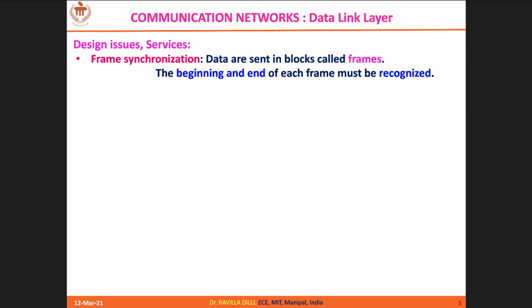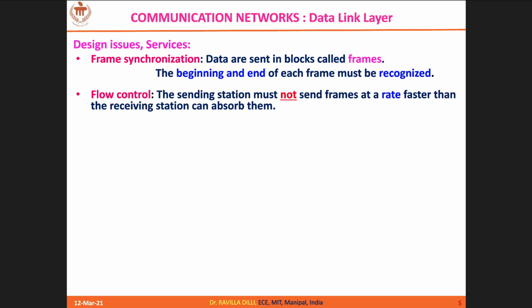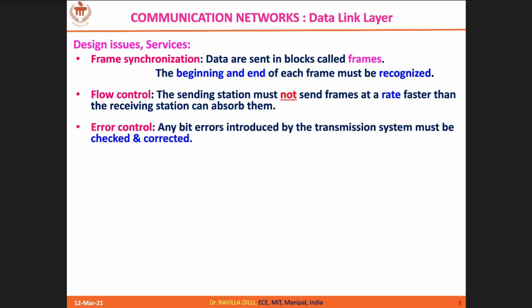So let us start with the services. What are the design issues and services at the data link layer? Frame synchronization talks about defining the boundaries of the frames, where a frame is beginning, where it is ending, and where exactly the data is sitting in the frame. And flow control is about the fast sender and the slow receiver. Make sure that there won't be any data loss, so somehow you have to coordinate such scenarios.